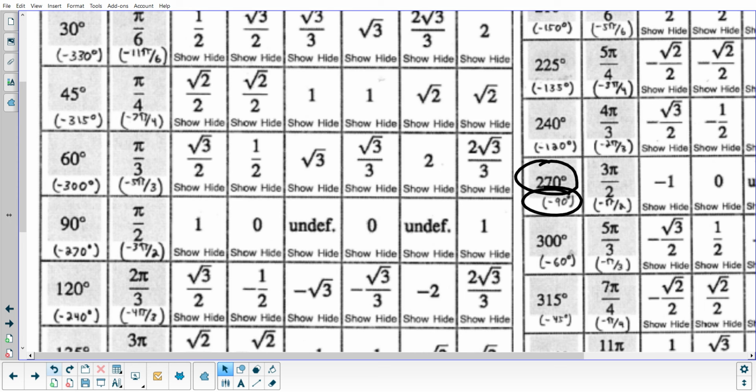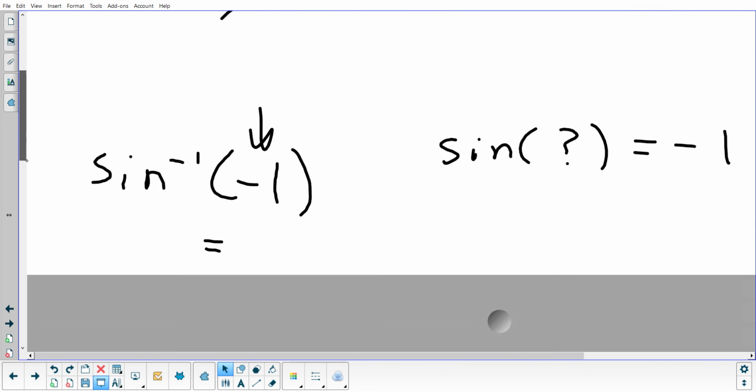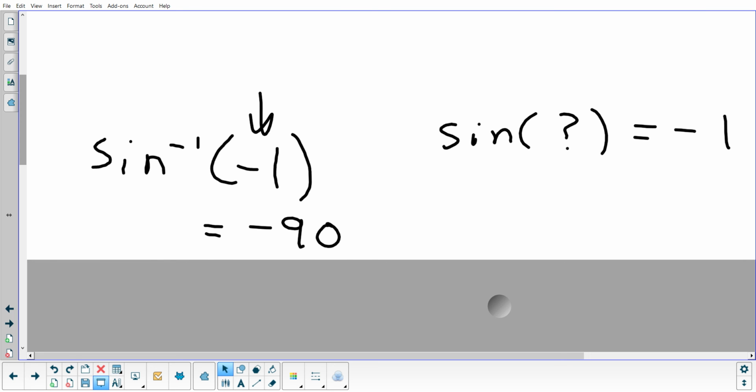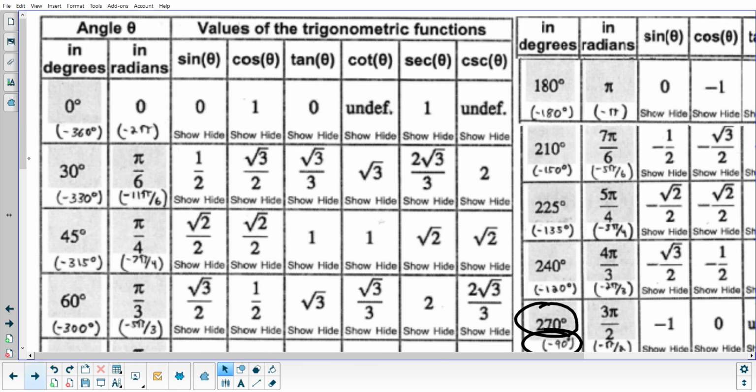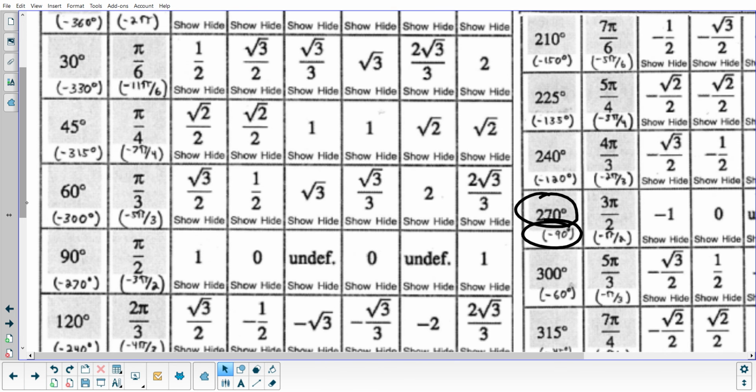It's not that the 270 is wrong, it's that we're only looking for one answer. So what's the answer we're going to agree on? It's the -90. All right, so answer here, -90. Or let's just practice doing it in radians in case they wanted that answer. The answer in radians is right next to it. I know it's hard to see, but it's -pi/2. You can just look it right up in the table.